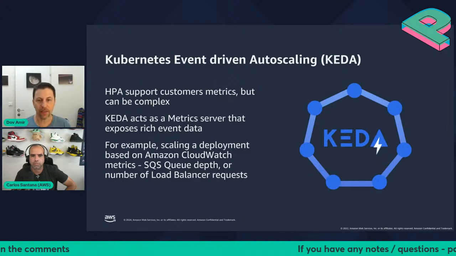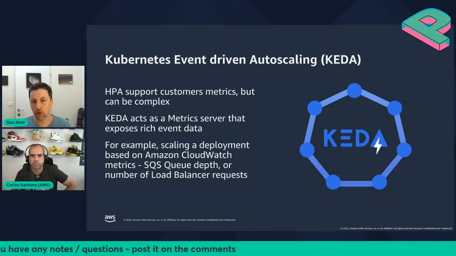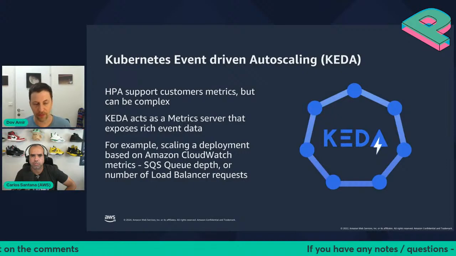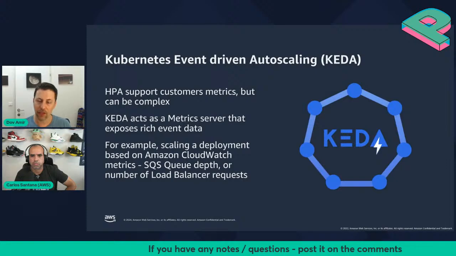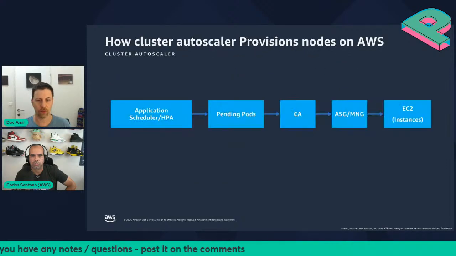KEDA has many integrations to cloud providers and different tools, and KEDA can allow the pod scaling to happen according to any metric like SQS, queue length, etc. Okay, so if you just use CPU, HPA is okay. If you want to scale by other metrics, KEDA is a great open source tool.